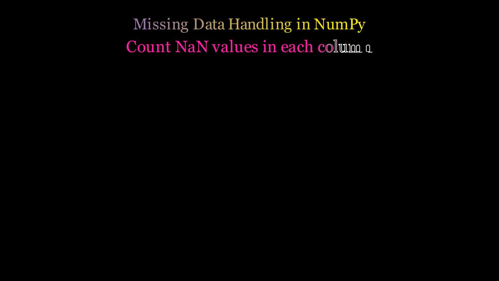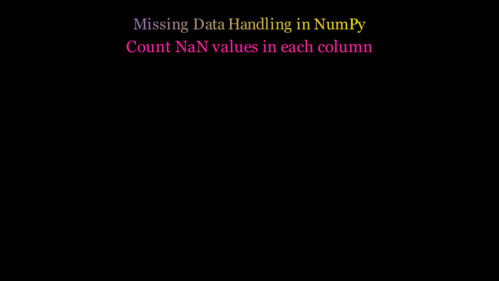First, let's count missing values. In real-world data, we often have None, not a number, values. Counting them helps understand data quality. We'll use np.isnan to detect NaNs and sum.